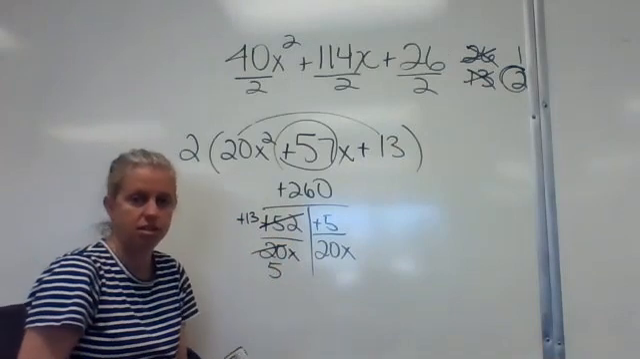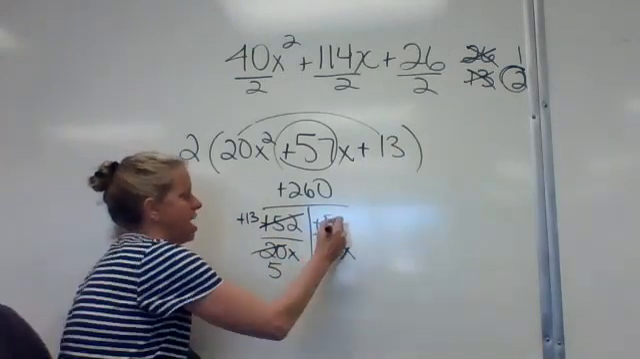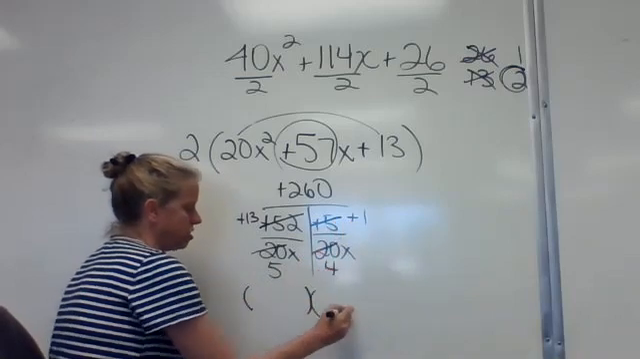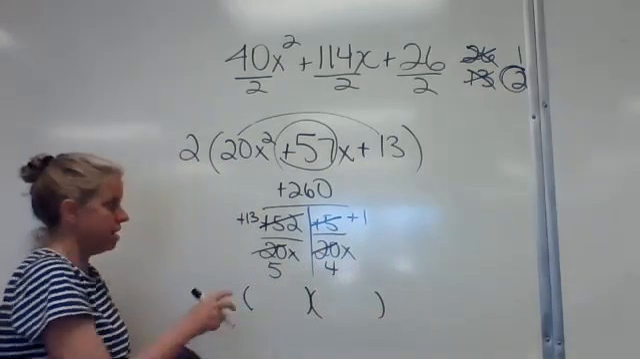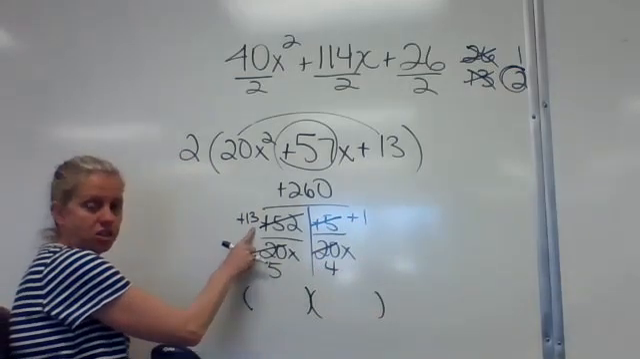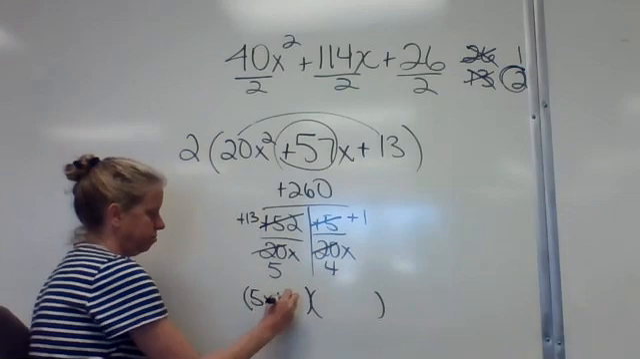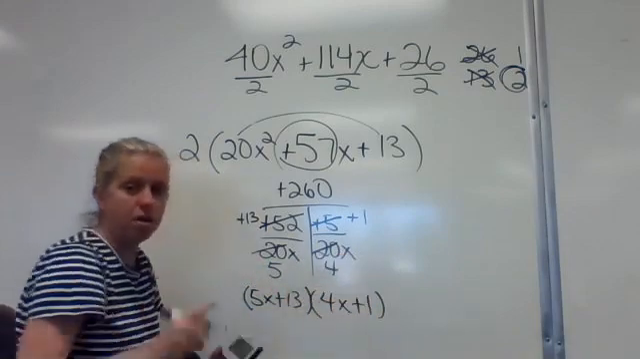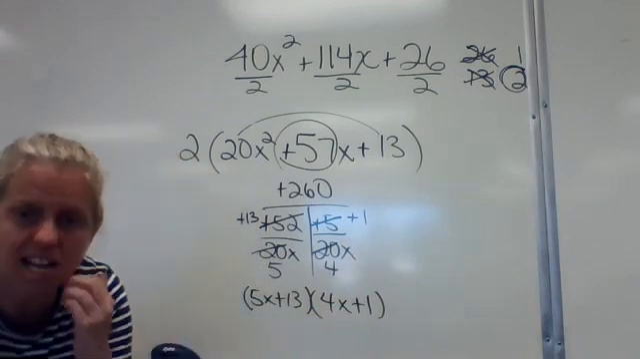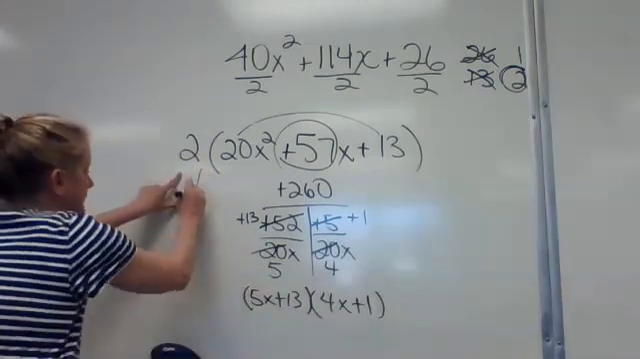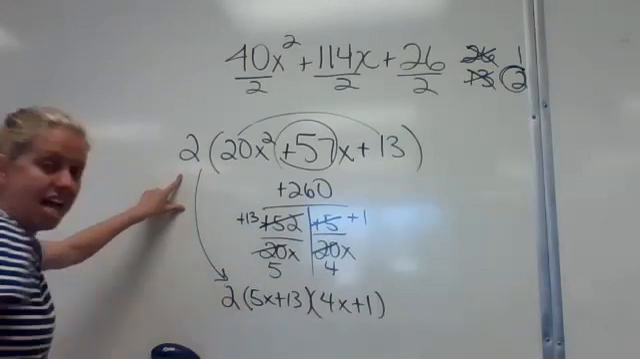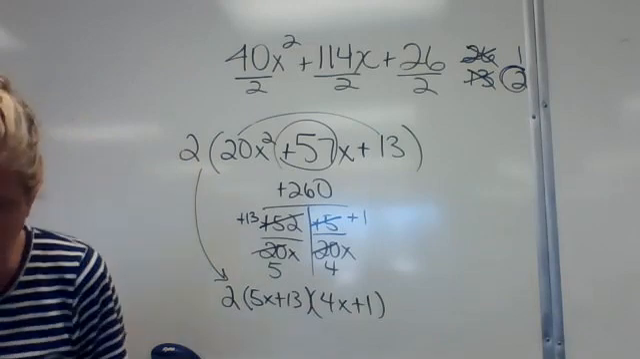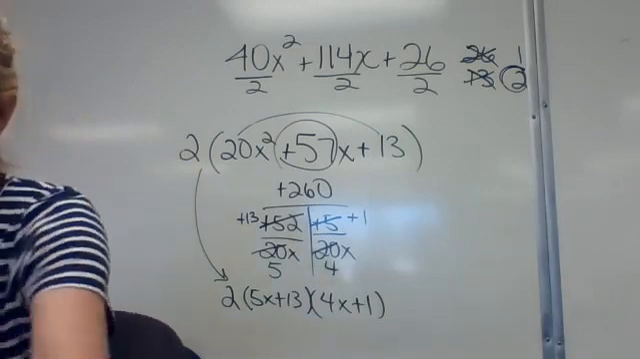If you want to put this one in your calculator, that's fine. That's going to reduce to positive 1/4. There's your factors. So this one will be 5x plus 13. This one will be 4x plus 1. Now, remember what happened. What was the first thing that you did when you were factoring? You pulled out a 2, which means that is part of your answer. This 2 that you pulled out goes in front of those other 2 factors.